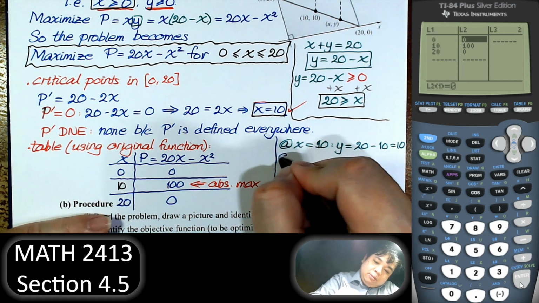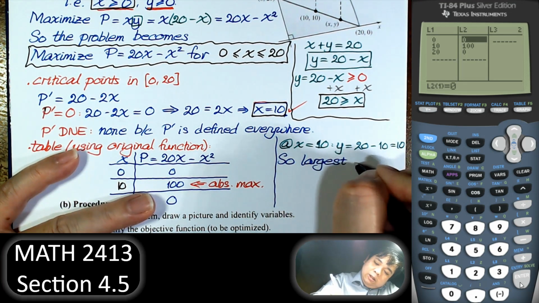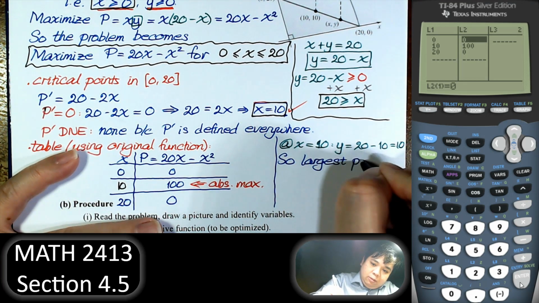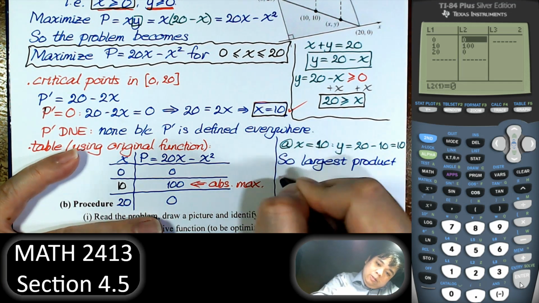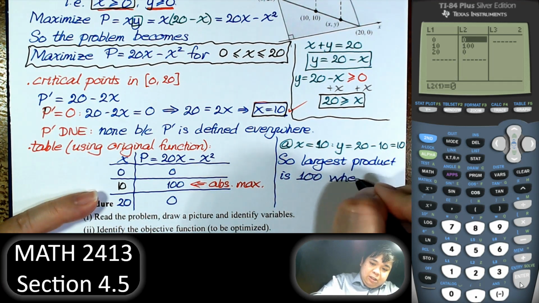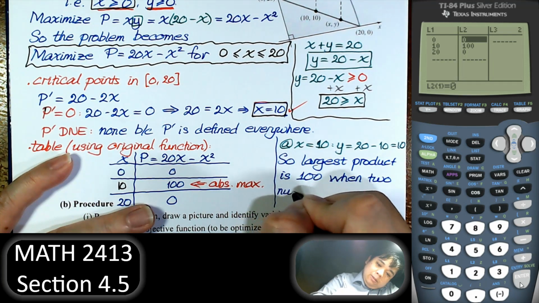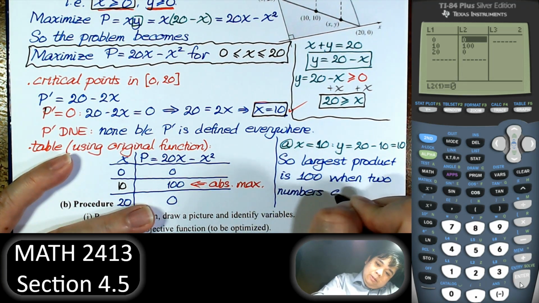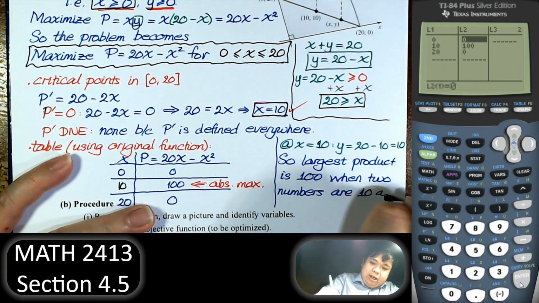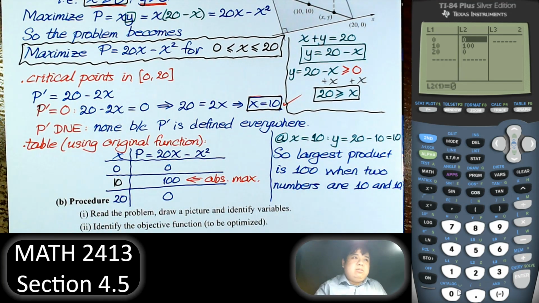Our conclusion is, our largest product is 100, where the two numbers are 10 and 10. Right. So that's a standard, rather simple optimization problem.